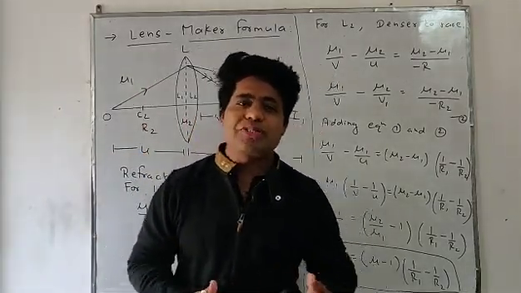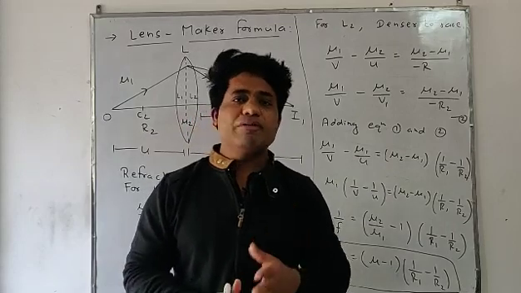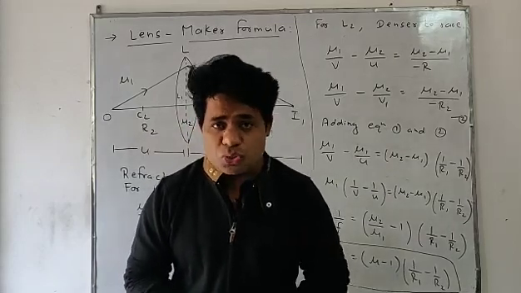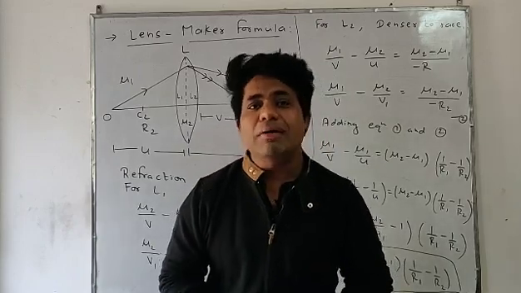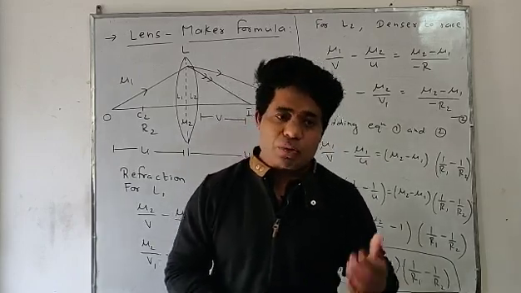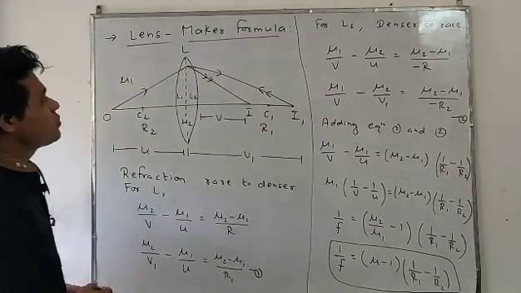Today we'll discuss the lens-maker formula. It gives a relation between object distance u, image distance v, refractive index mu, and radius of curvature of the lens. So let's start the topic, lens-maker formula.